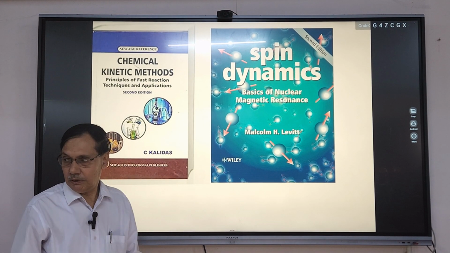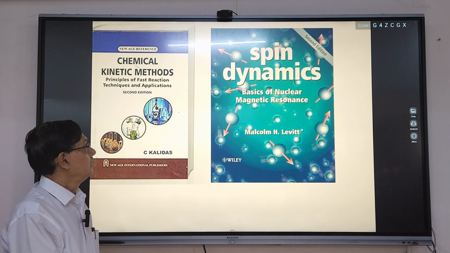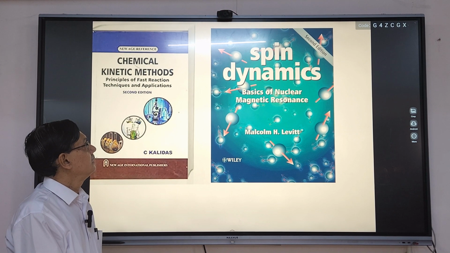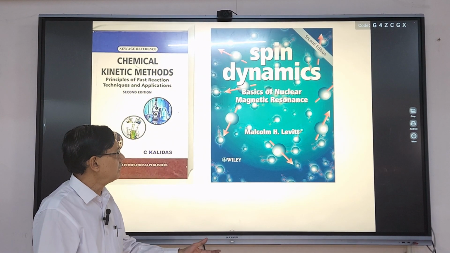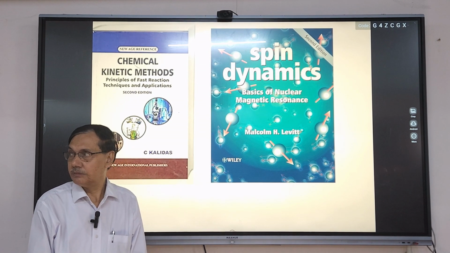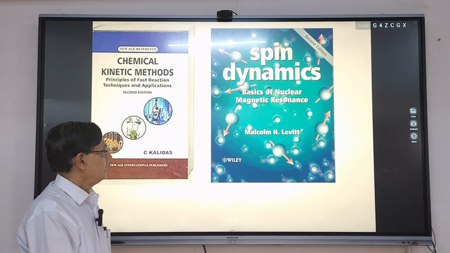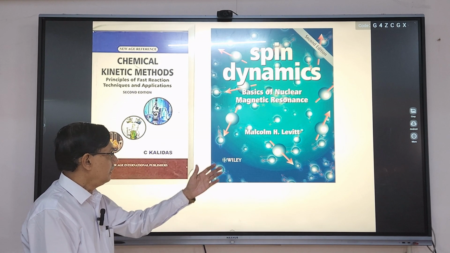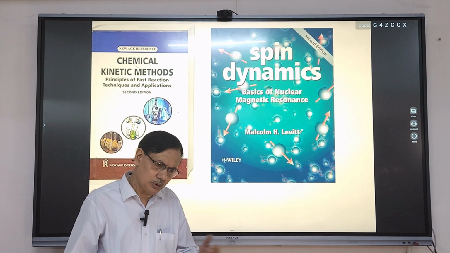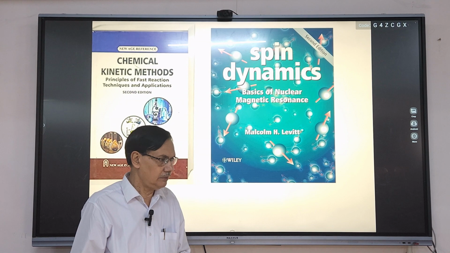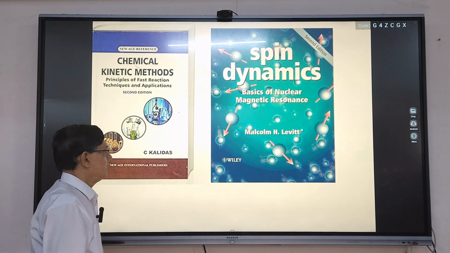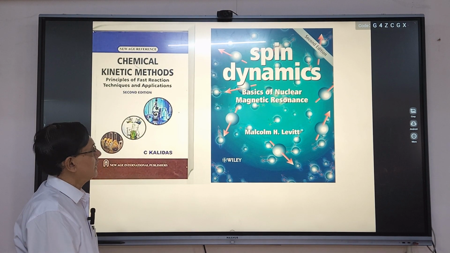For fundamental aspects of NMR, I have referred Spin Dynamics, very important book, The Basis of Nuclear Magnetic Resonance by Malcolm Levitt. And in addition to that, I have also referred some of the very famous books of spectroscopy. I have also referred the instrumental method of analysis books, etc.